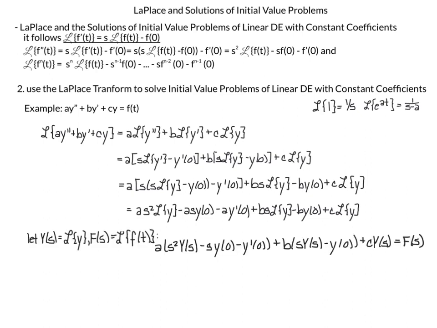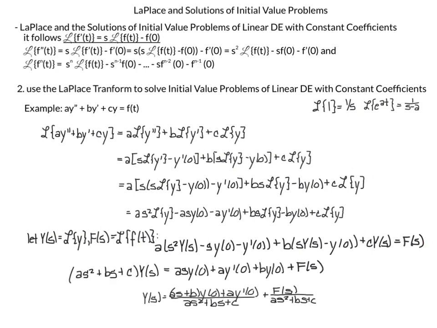Like I did in our last example, I'm going to let Y of s equal our Laplace transform of y. And also, I'm going to let F of s now equal the Laplace transform of our f of t, what is over here making our equation non-homogeneous. Before, this was a homogeneous equation, so this was just equal to 0. F of s was equal to 0. In this case, it's going to be equal to something, which we'll denote as F of s.